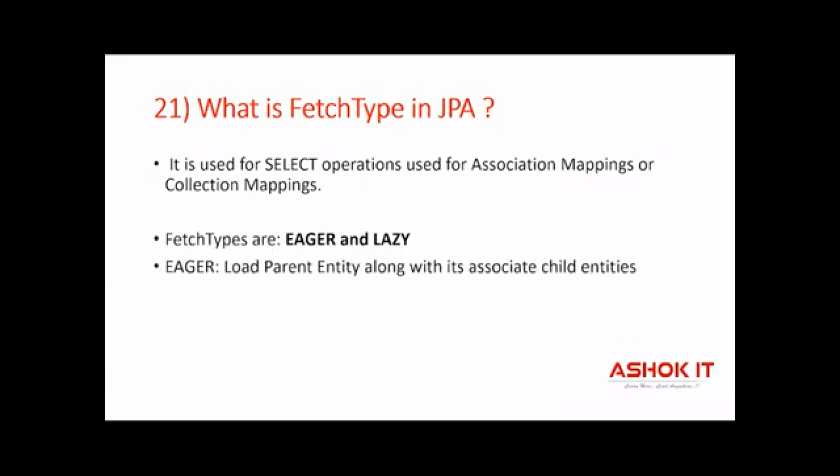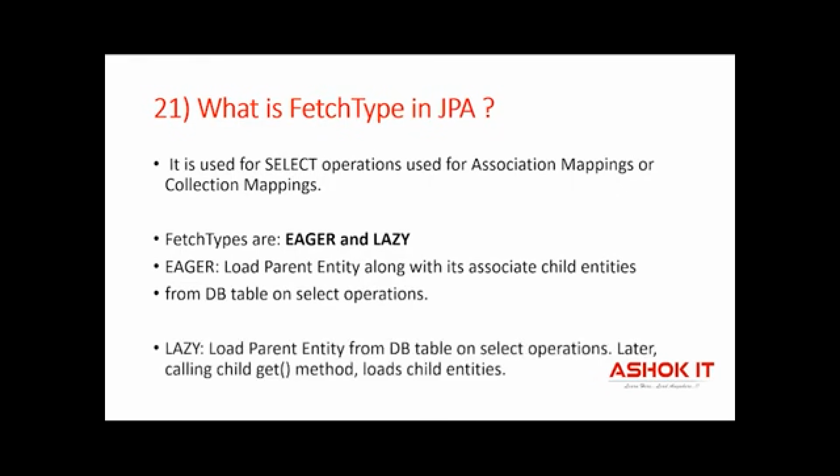Eager, lazy. Eager means I want to load the parent with its child. For example, I have a customer and customer orders. If I want to fetch the customer with orders at a time by using a single query, that is called eager loading. Lazy loads only parent data from the table. Later, if you call specific child getter methods, those data will be loaded. Both are actually for select operations, where fetch type is actually an enum internally.